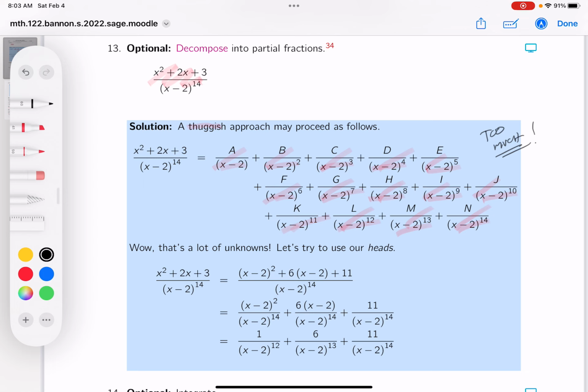So I'm going to suspect that there's probably an easier way to do the problem, and I want to use my head. So the first thing I did was I rewrote the numerator, all right? I looked at it, and I started to think to myself, how could I do that? I certainly want an x minus 2 as a factor at the top, so I started to write down x minus 2 squared, because I definitely need an x squared. Then the next thing I need is a linear factor.